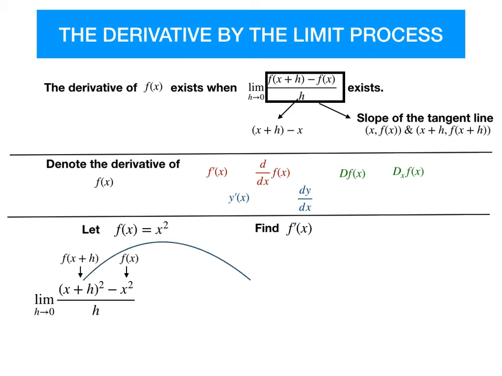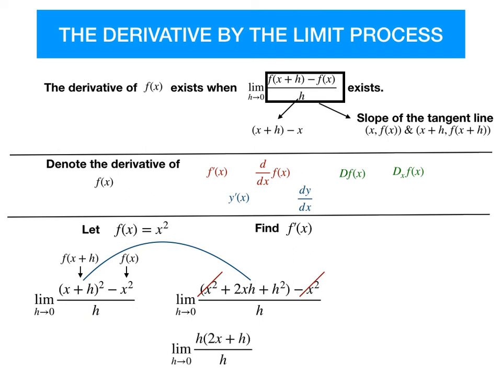So we will have to distribute the x plus h squared out into x squared plus 2xh plus h squared. And you see that you can simplify the x squared and this x squared. What's left over will be 2xh plus h squared divided by h. And we can factor the h out in the numerator. Once you factor it out, you can cancel that h with the h in the denominator.